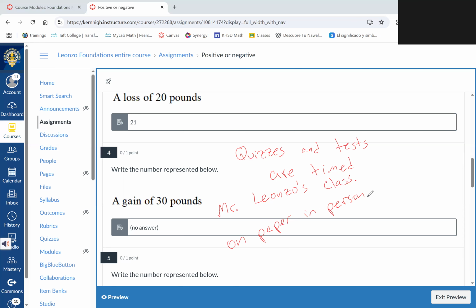For some classes, I have to redesign a quiz or test. So don't just show up and say, hey, Mr. Leonzo, I'm here to make up a quiz or test, because I might ask you to wait while I design the makeup test. So make sure you call me or message me. That way we know for sure that I'm going to be here, I have your quiz or test ready for you to retake, and then you can just come over and do it.